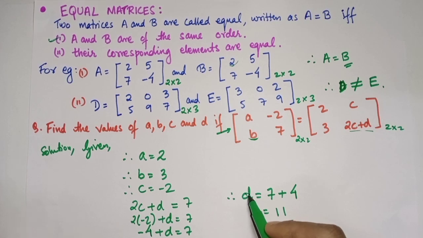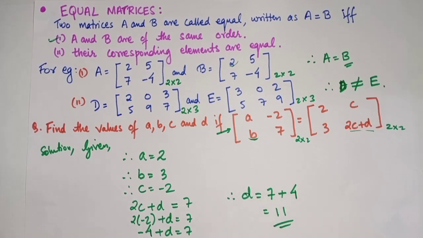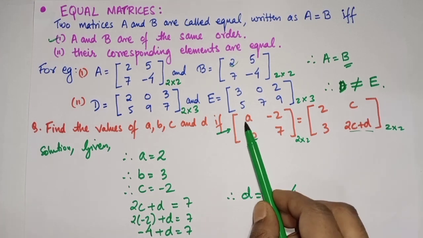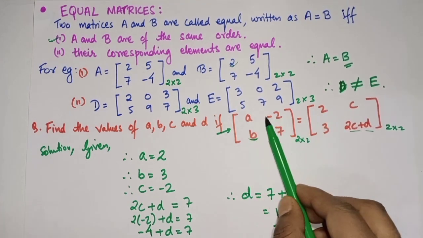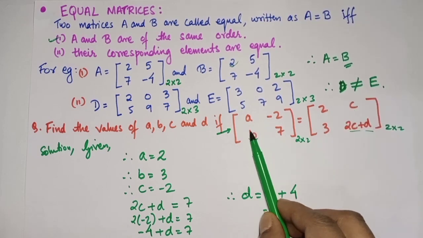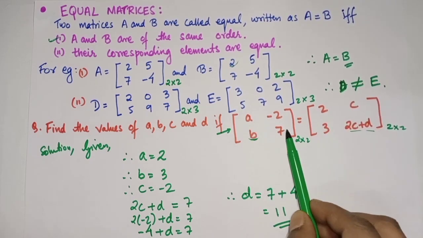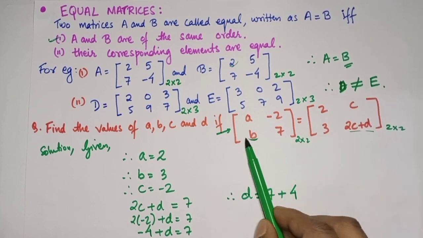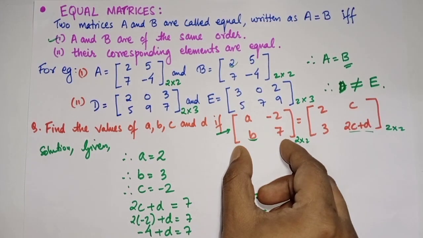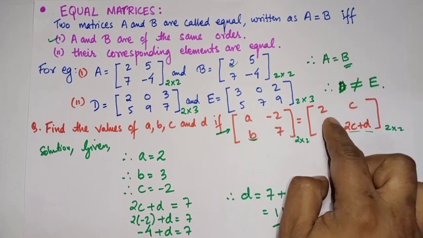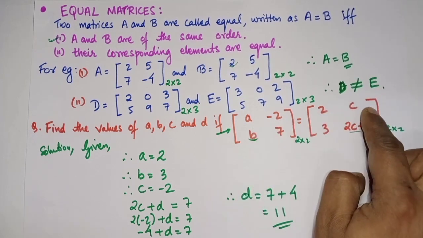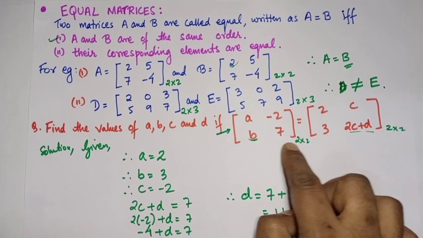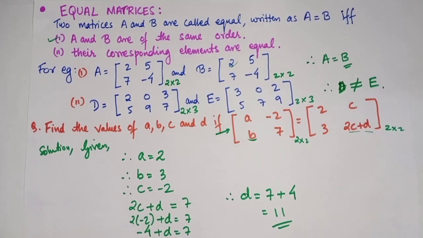Okay, so you got it. So what are equal matrices? The order should be the same and the corresponding elements should be the same: A11 with A11, A12 with A12, A21 with A21, A22 with A22. So this has to be the same. Or you can simply write this up and keep it here. So A corresponds to this, minus 2 corresponds to this, B corresponds to this, and 7 corresponds to this. So this is your equal matrices. Hope you are clear with this.